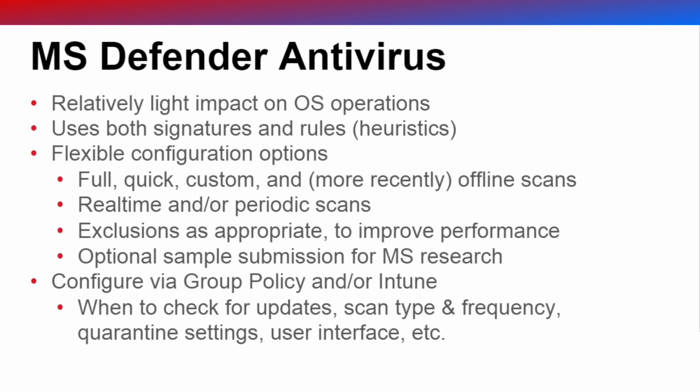When to check for updates, how often to do scans, what type of scans we do, what we do when we find potential malware in terms of quarantine, what options we're going to provide through the user interface to end users. Those have shrunk over the years. There's relatively little that users can configure these days on a Windows 10 or Windows 11 machine when it comes to the Defender antivirus capability. You can't even turn it off completely unless you install another antivirus tool.